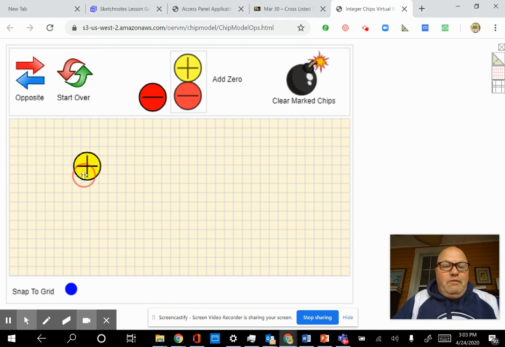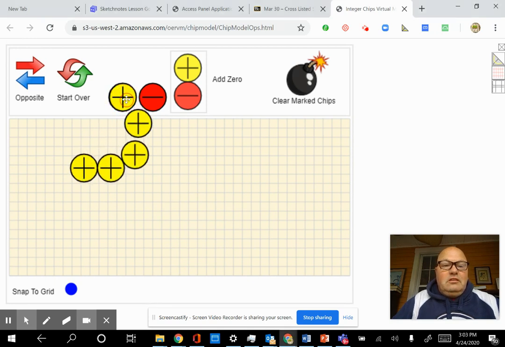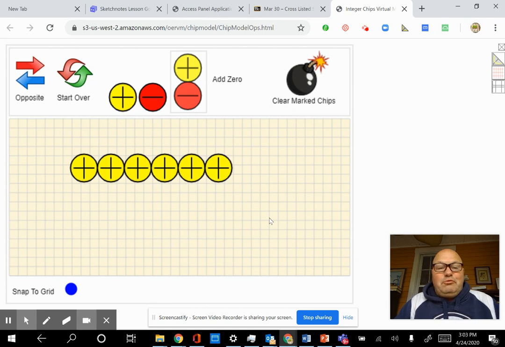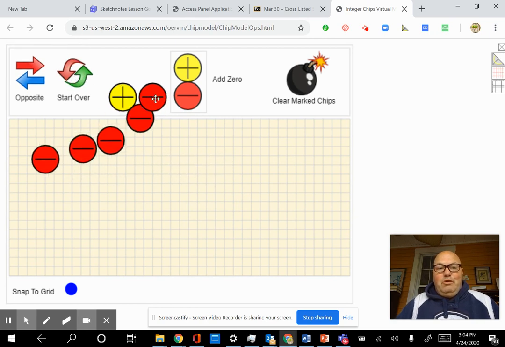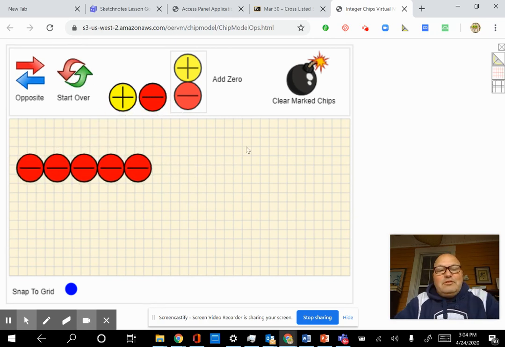So if I go like this, what I've just represented to you is positive 6 because there's 6 yellow chips. Each one is a positive, so that number represents positive 6. If I go over here, I can clear it out. If I throw in 5 reds, this represents the number negative 5. Each red is a negative number, and it represents 5.